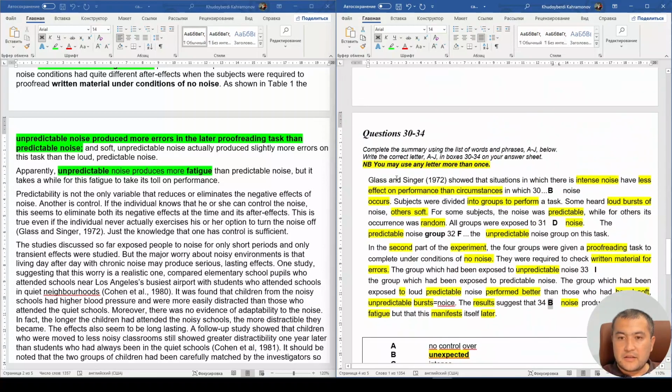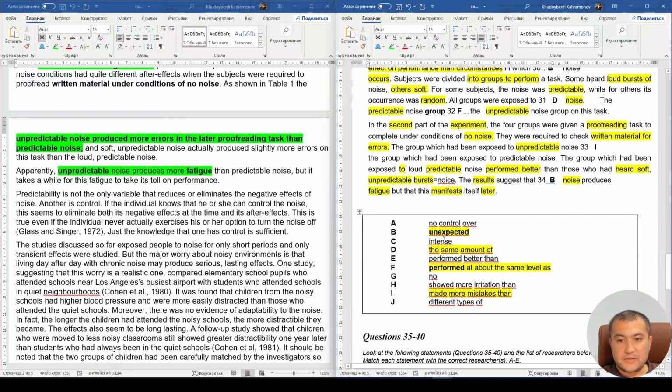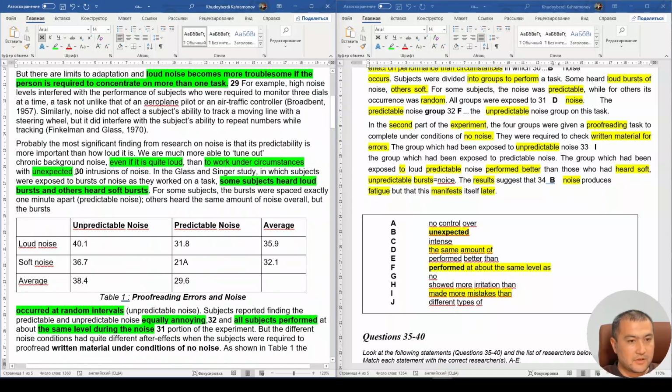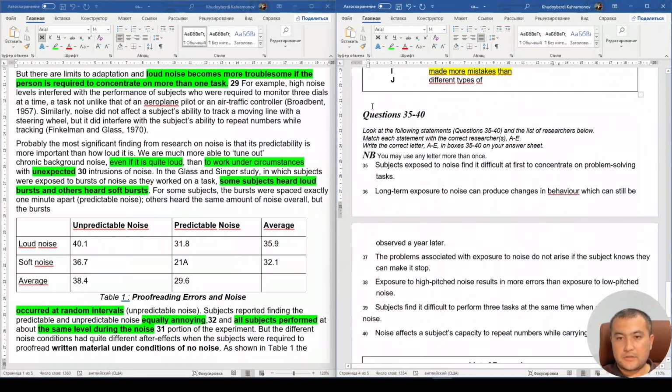So, as I mentioned before here, we may use any letter more than once, and we just use B two times here. Unpredictable, which means unexpected, two times. So let's just figure out the locations. 33 here, 34, 32. Oh, sorry, this is 32. This is 31, so my bad. And unexpected, 30. All right, let's just go on to the next type of question.